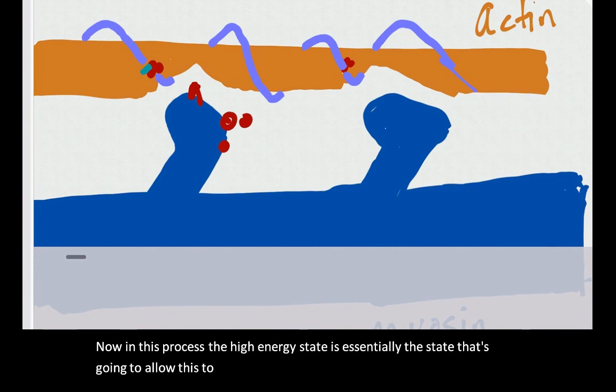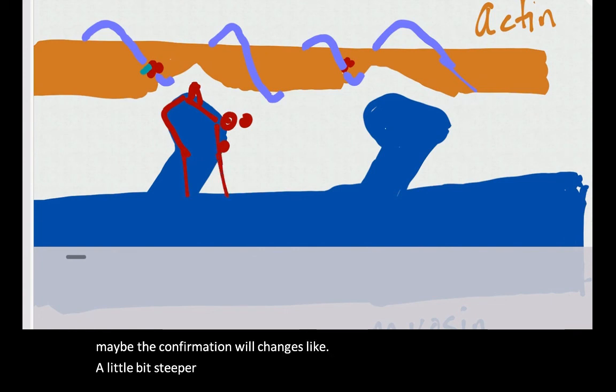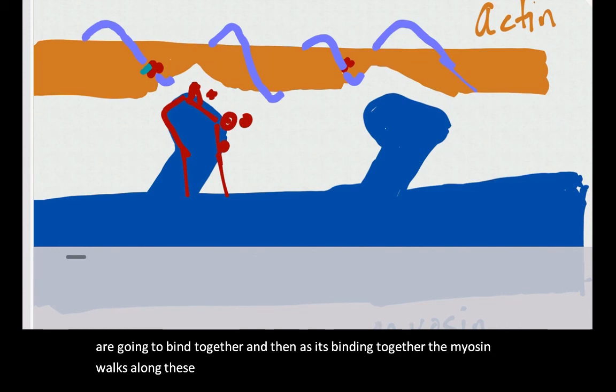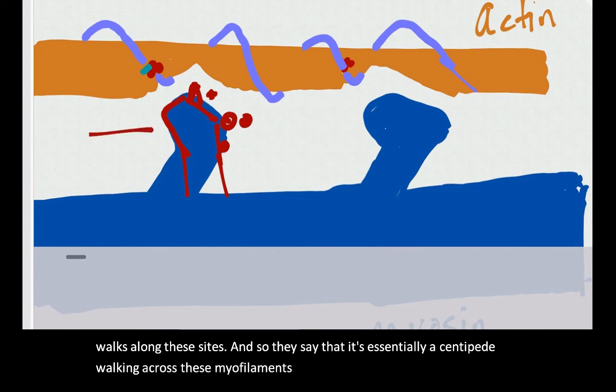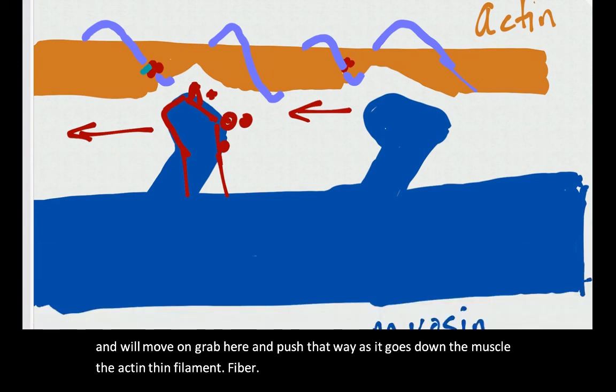With the shape change, maybe the conformational change is a little bit steeper angle, whatever it is. What's happening is these filaments are going to bind together, and as they bind, the myosin walks along these sites. They say it's essentially like a centipede walking across these myofilaments, where it will grab here, push that way, and move on, grab here, and push that way as it goes down the muscle, the actin thin filament fiber. Okay, so we just did work.